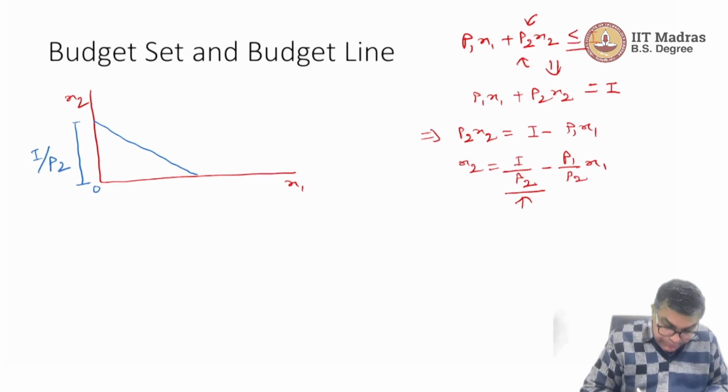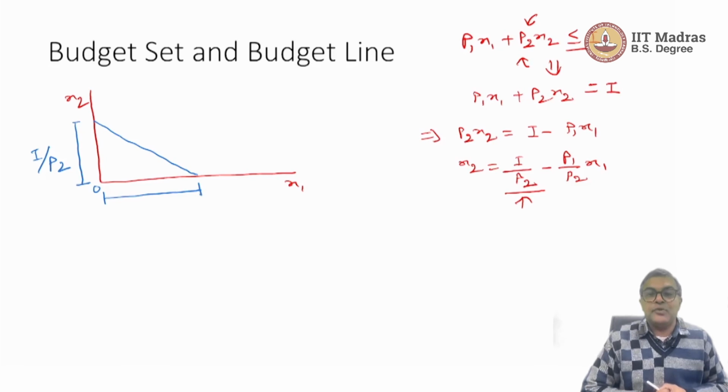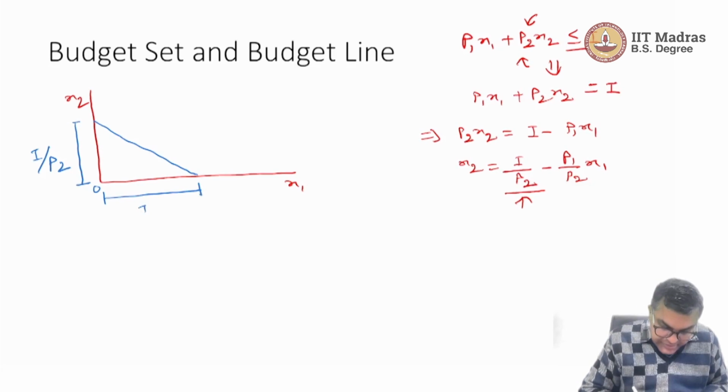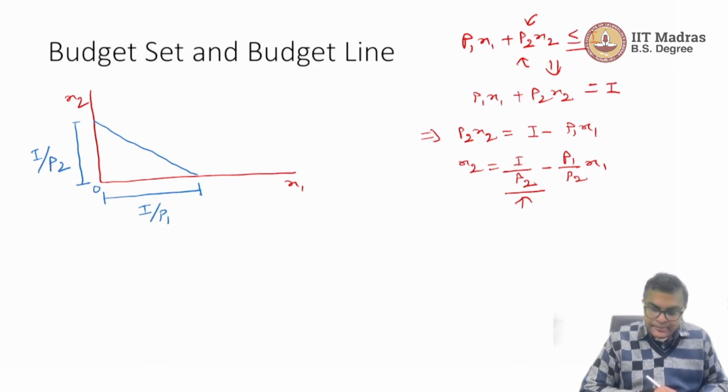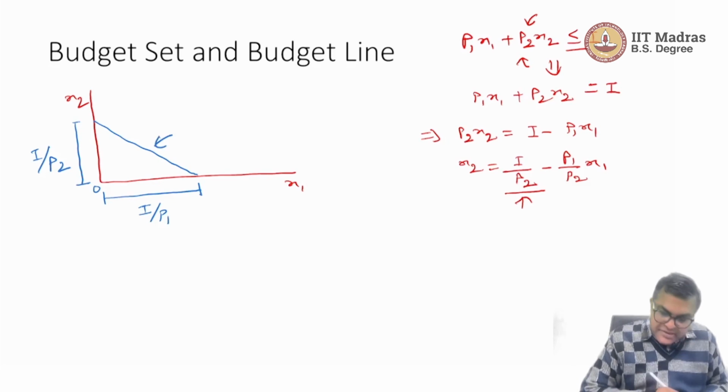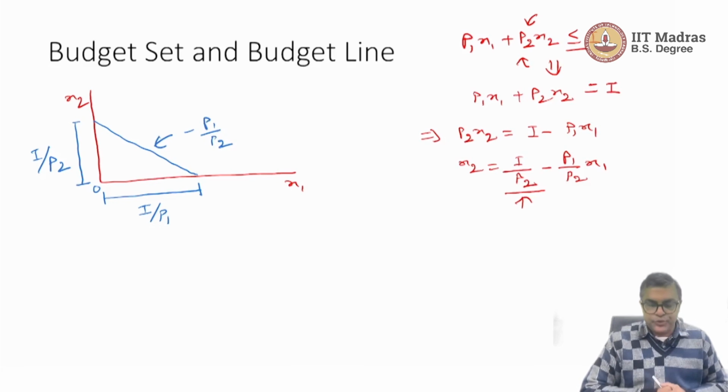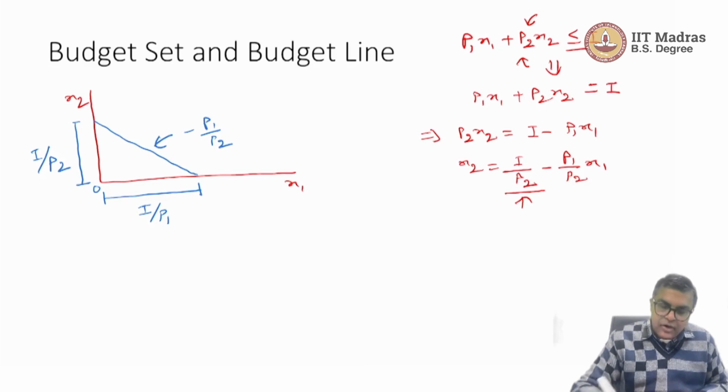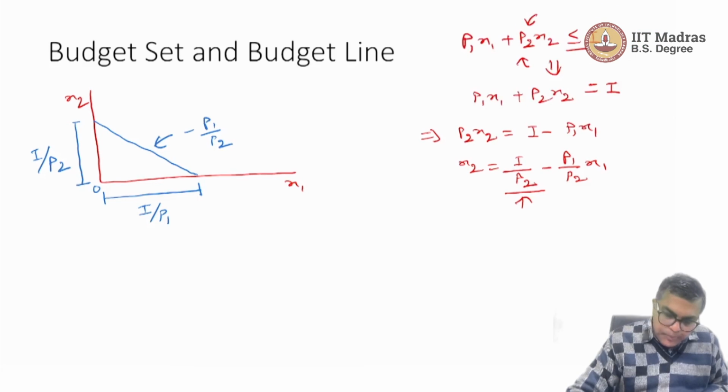If you have a problem, you can ask us during the live session to go over a bit of coordinate geometry. This is the horizontal intercept and this is equal to I by P1, and the slope of this line is going to be minus P1 by P2, and this line divides the non-negative orthant into two parts.